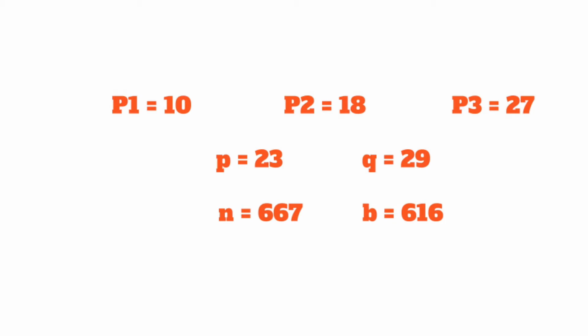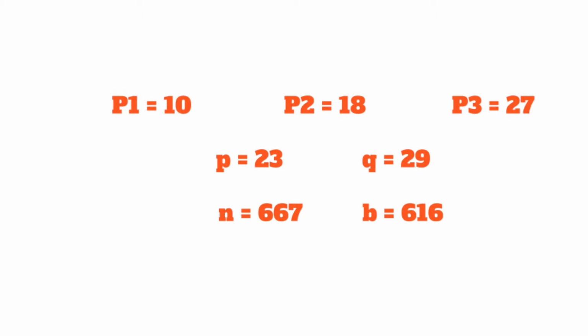To start off, our values that we need to encrypt and decrypt are P1, P2, and P3. That's 10, 18, and 27. Our prime values, P and Q, are given as 23 and 29. These are our default values. We use these two values to calculate N and B. To calculate N, we simply take P times Q, which gives us 667. For B, we do P minus 1 times Q minus 1. That gives us 616.